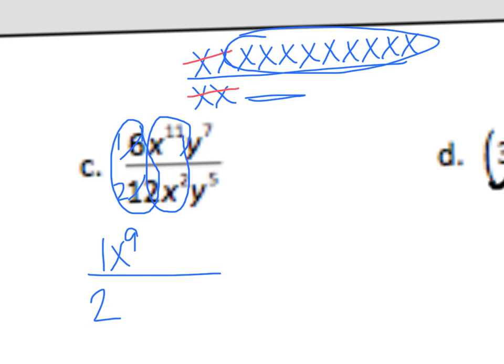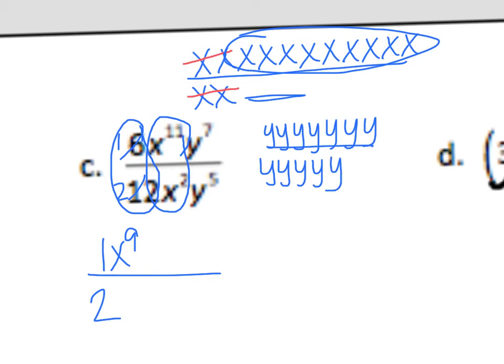And then same thing with the y's, I can do the same thing. So 1, 2, 3, 4, 5, 6, 7. 1, 2, 3, 4, 5. Okay, so 1 by 1, I got 1, 2, 3, 4, 5, and I've got 2 left, so that means I'm going to have a y to the second on the top.